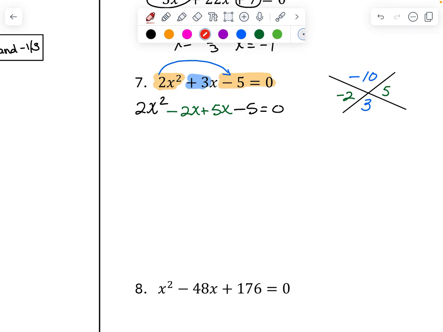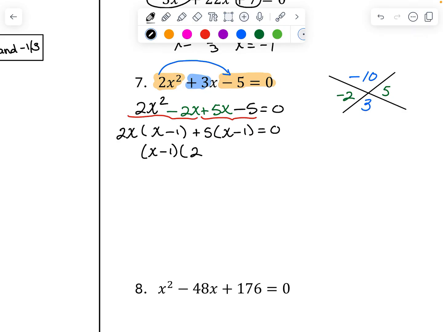Then I am going to consider the first two terms and the last two terms as individual binomials. The first 2x squared minus 2x have a 2x in common, leaving you x minus 1. The next 5x minus 5 have 5 in common, leaving you x minus 1. Those have x minus 1 in common, leaving you 2x plus 5. This is x equals 1, and this is x equals negative 5 halves. So that's your answer.